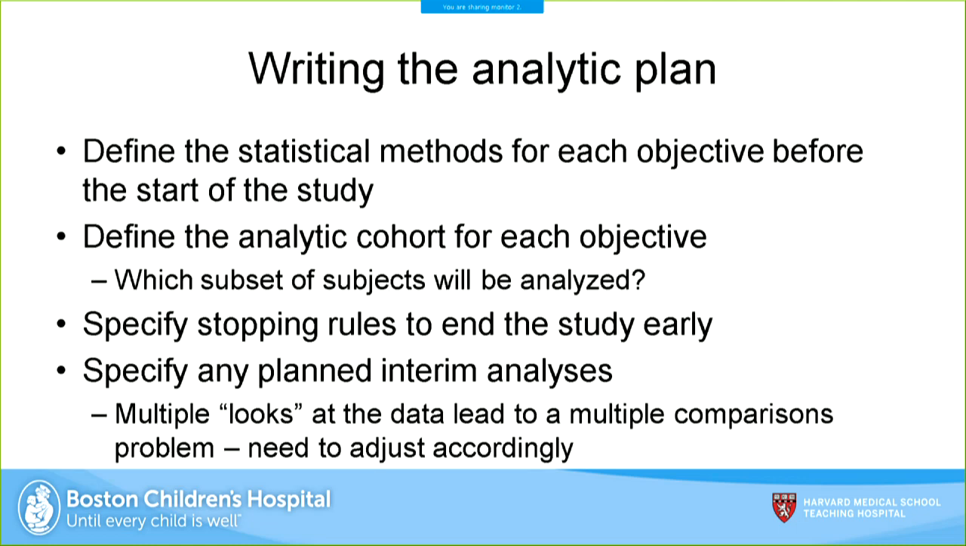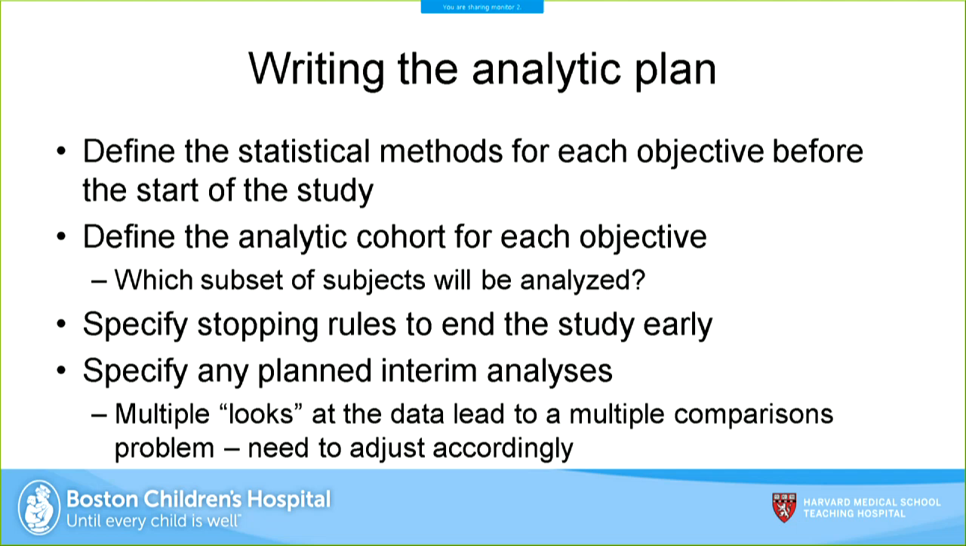So the last piece is writing the analytic plan. We want to make sure we define the statistical methods for each objective before we start the study. And it's also important to define the analytic cohort for each objective, which subsets of the subjects will be analyzed. It may be clear, maybe all the subjects for all your objectives, but if you're looking at subgroup analyses, which subgroups are you going to be analyzing?